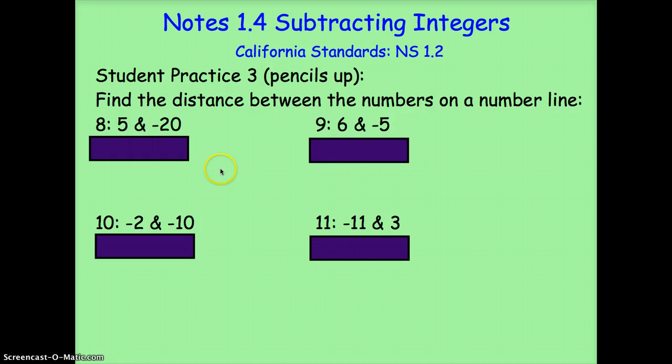Go ahead and try student practice 3. Again, you may use either method, either drawing them out on a number line or subtracting them. Remember, if you do use the subtraction method, you need to find the absolute value of your answer. So whatever answer you get, you need to find the absolute value and make it positive.